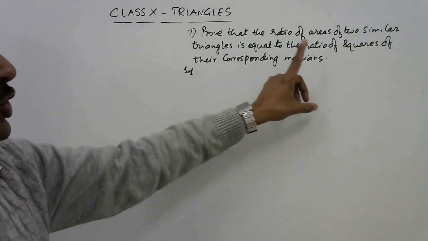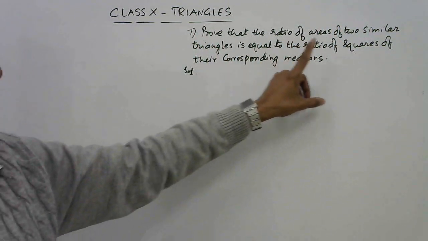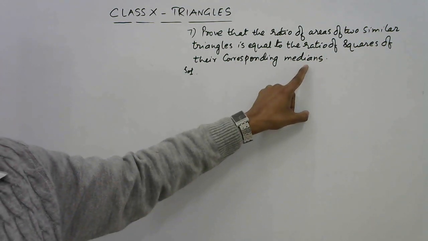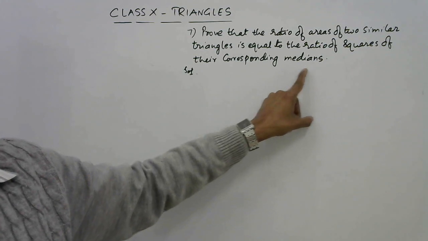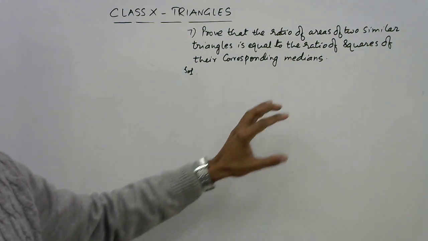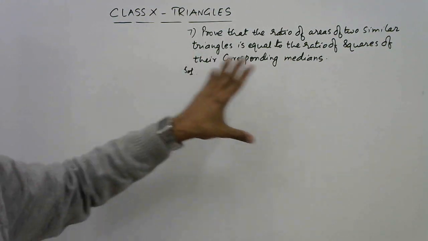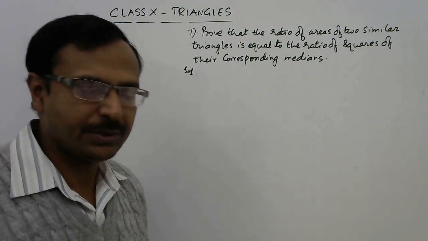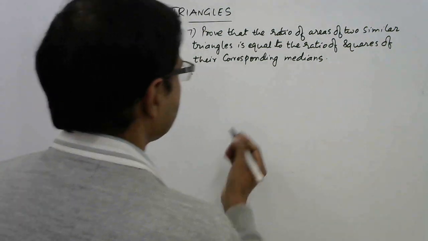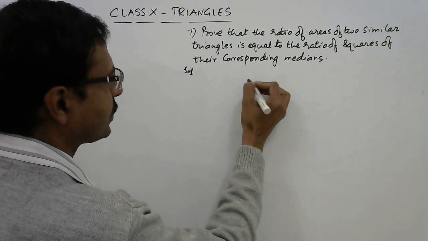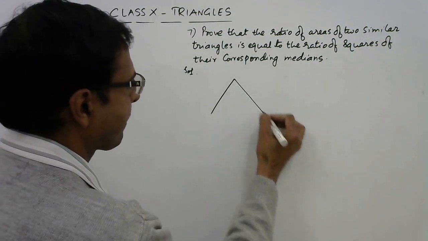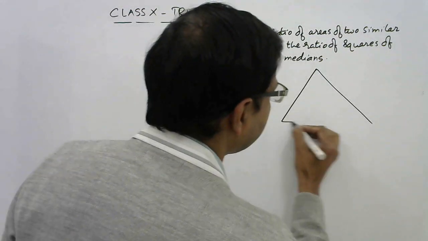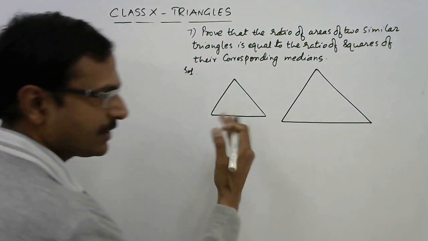Prove that the ratio of areas of two similar triangles is equal to ratio of squares of their corresponding medians. Remember the theorem? In the theorem we had, in place of medians, we had sides. But now we have to prove the same result for medians. Now for this, we need to have two triangles which are similar. So I am drawing two triangles which are similar. So this is the first triangle and this is the second triangle. You can draw them with a different size but with the same shape.